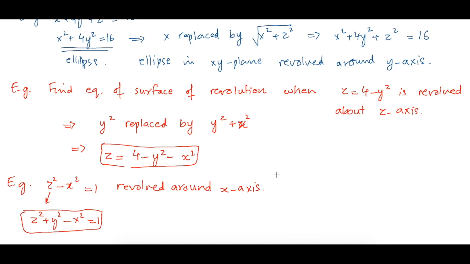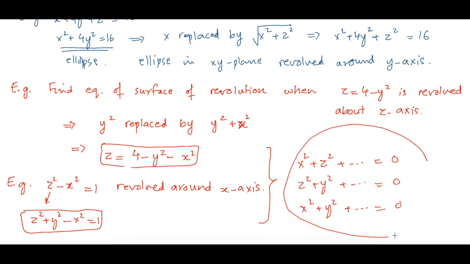Another observation is that whenever you see an expression like x squared plus z squared plus something, or z squared plus y squared plus something, or x squared plus y squared plus something is equal to 0, and you can separate it this way, it will represent a surface of revolution.